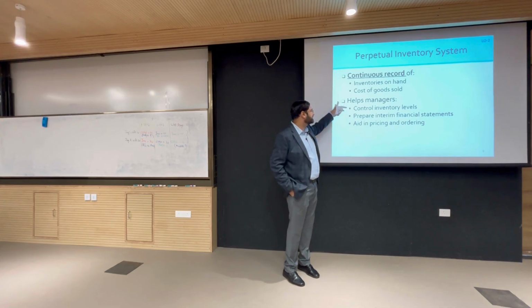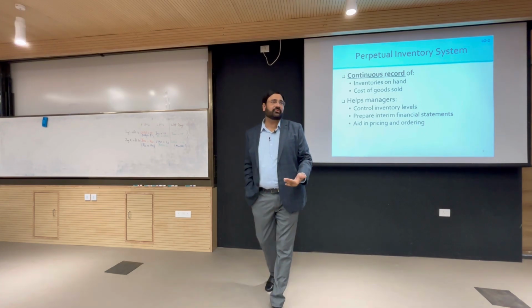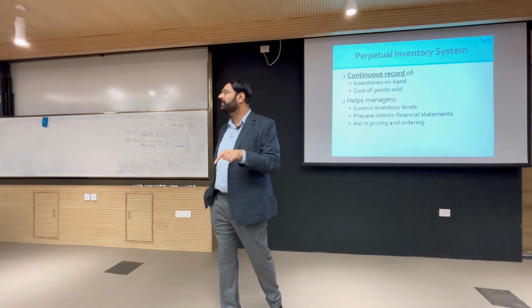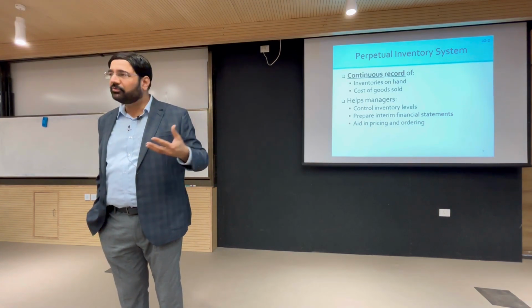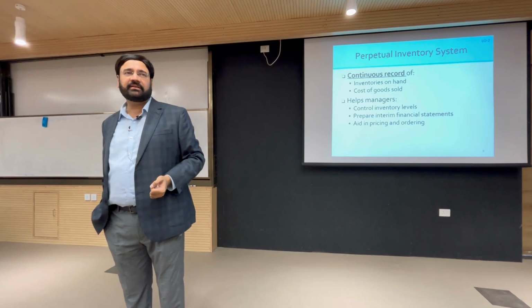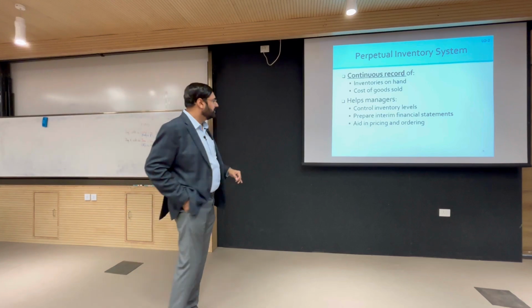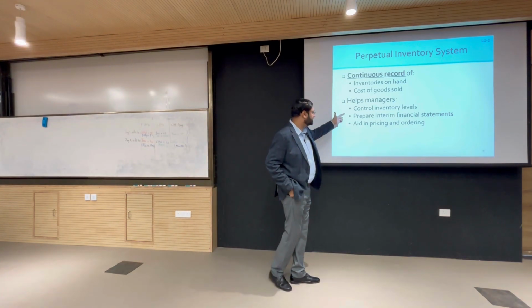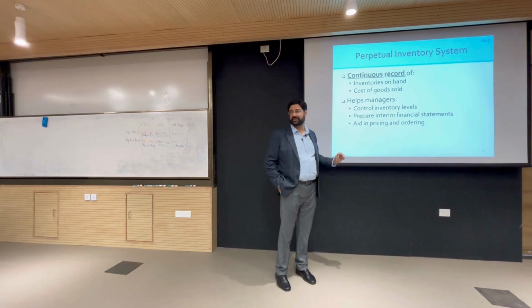How does it help the manager? Because if you know right now that my cost of goods sold is 100, then you can determine the selling price. I know my cost of goods sold is 100 and if I have to sell at 110, okay, work it out. Similarly, it helps to control the inventory levels, it helps to prepare the interim financial statements, and it helps in pricing and ordering, right?